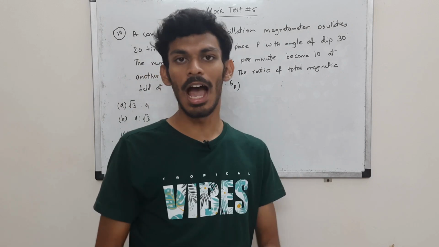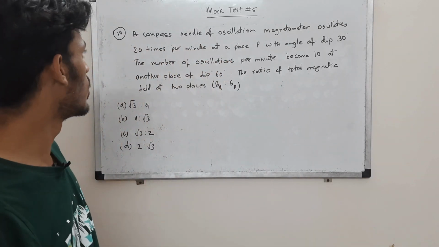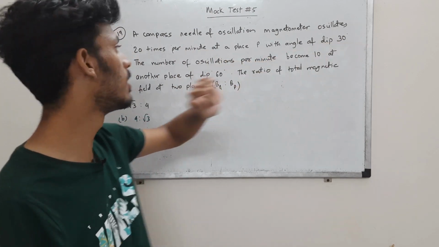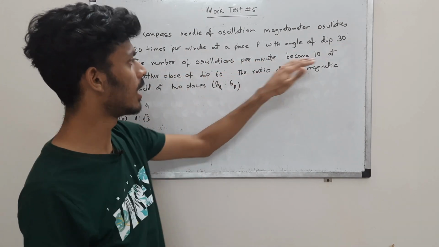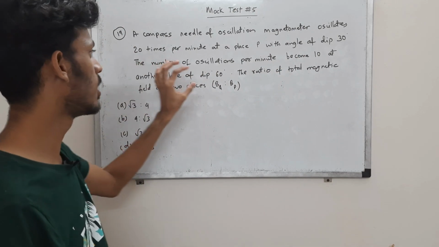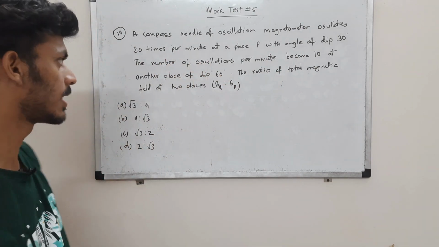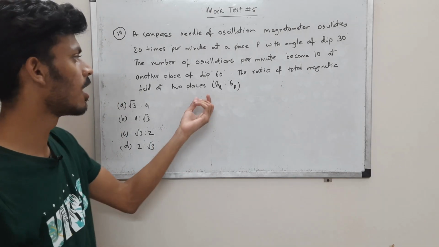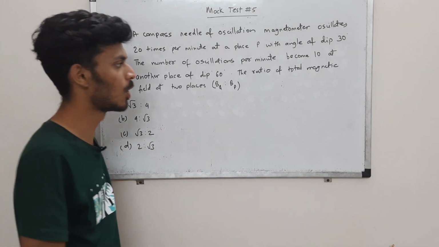In question 19, we have a compass needle which oscillates 20 times per minute at a place P where the angle of dip is 30 degrees. It oscillates 10 times per minute at another place Q where the angle of dip is 60 degrees. You are supposed to find the ratio of the magnetic fields at places Q and P, B_Q to B_P. That is what you are supposed to find.